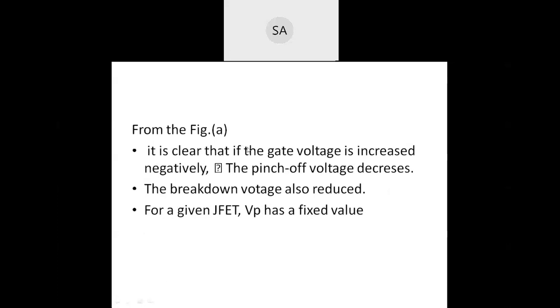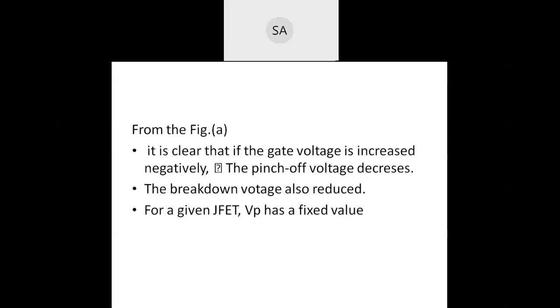It is clear that if the gate voltage is increased negatively, the pinch off voltage decreases. Earlier, at 0 voltage, suppose VP is the pinch off voltage when we are making VGS equal to 0. Now you are taking VGS equal to minus 1. Now the pinch off voltage will occur at some point, maybe 6 volts. That is, the pinch off voltage will decrease.